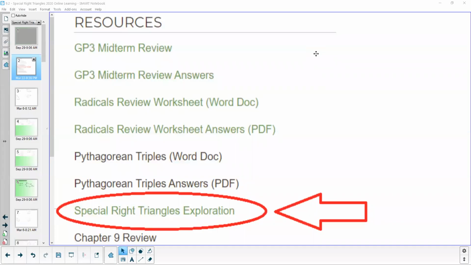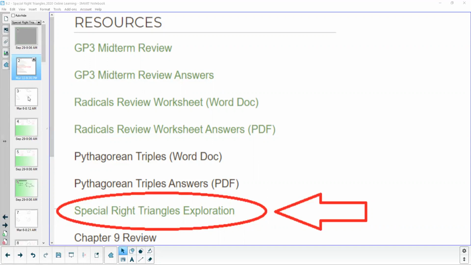Before we get started in section 9.2 covering special right triangles, you will want to go to my website for chapter 9, and at the bottom right under resources, download the file called Special Right Triangles Exploration. I've uploaded it as a PDF file, and I will show the problems on the screen as I go through this lesson. But if you want to print that out instead of trying to write it from the screen, you may do that. I'll pause for a few seconds. You can pause the video and go check that out.